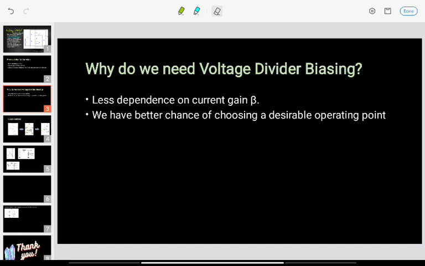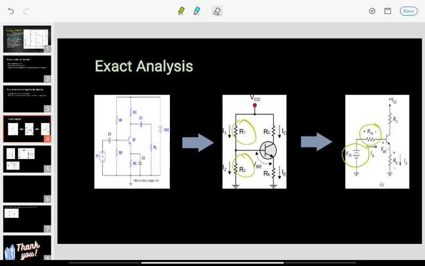The voltage divider bias configuration is such a network. If analyzed on an exact basis, the sensitivity to changes in beta is quite small. We also have a better chance of choosing a desirable operating point. Now let's move on to the exact analysis of the voltage divider.